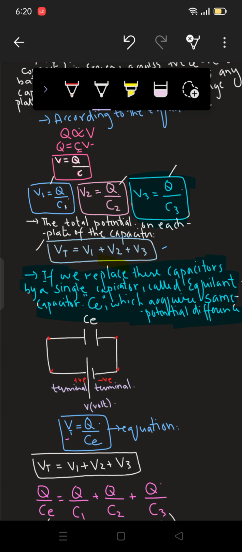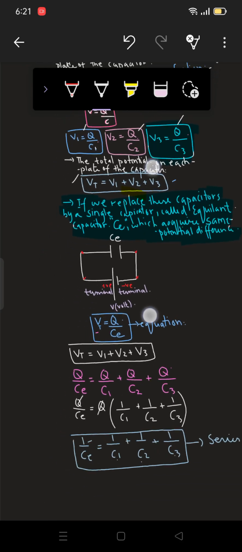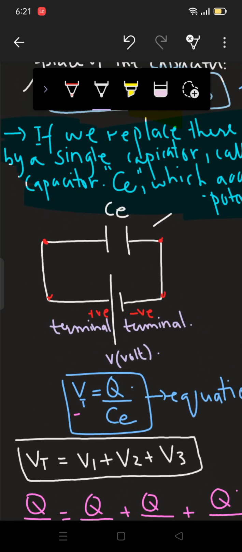We initially used three capacitors, C1, C2, C3, but now we replaced those three capacitors by a single capacitor. That was called the equivalent capacitor, represented as CE, which acquires the same potential difference and same charge. Then we made the diagram of it, because we have replaced those three capacitors with a single capacitor, which we named the equivalent capacitor, represented by CE.